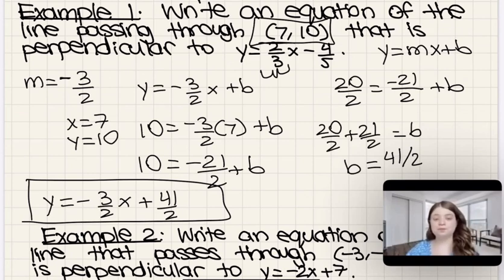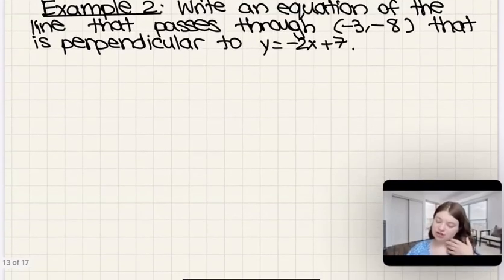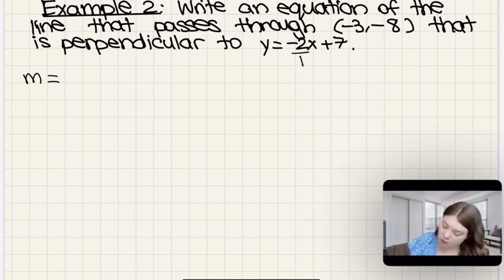And there we go. Let's do one more example like this as well. It says, write the equation of the line that passes through (-3, -8) and is perpendicular to y = -2x + 7. So first thing we need to do is find the slope. Because the line that we're supposed to create is perpendicular to the line they have given us, we need to find the negative reciprocal slope. So let's start with, what is the reciprocal of 2? Well, recall that 2 is the same as 2/1. So if we switch the numerator and denominator, we would get 1/2.